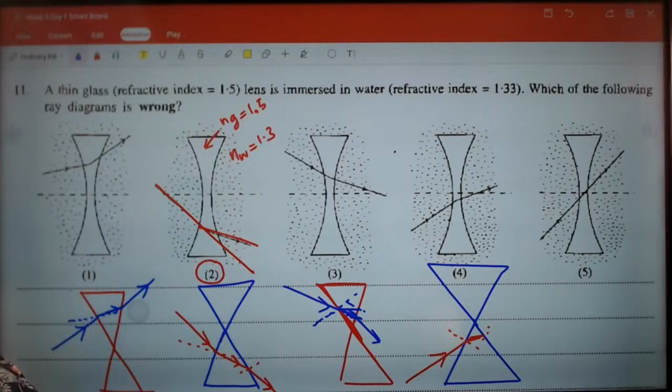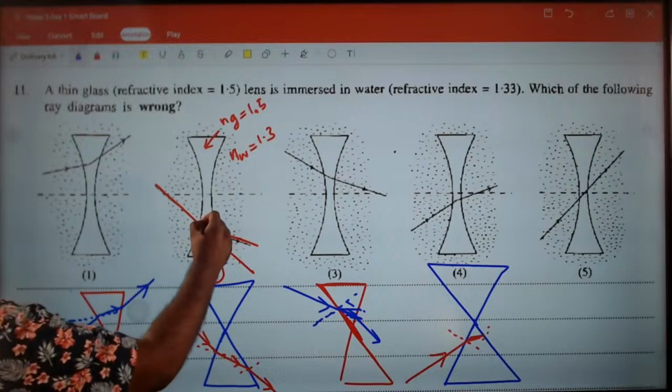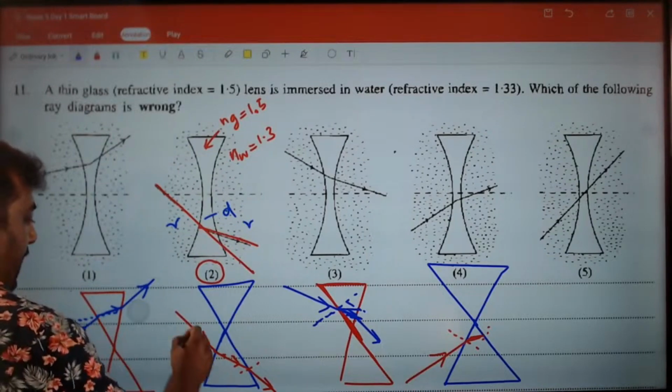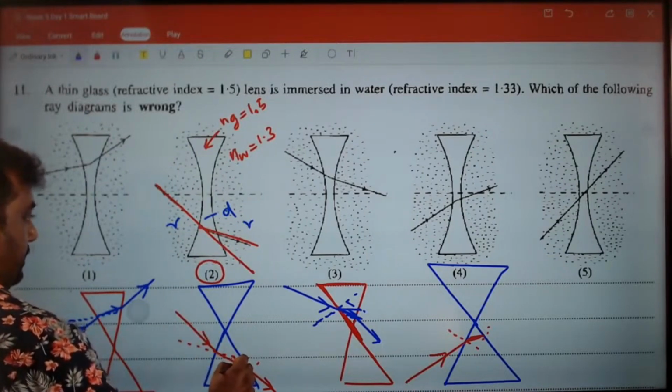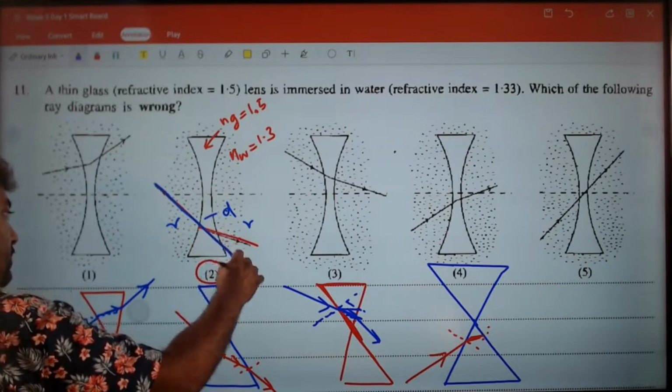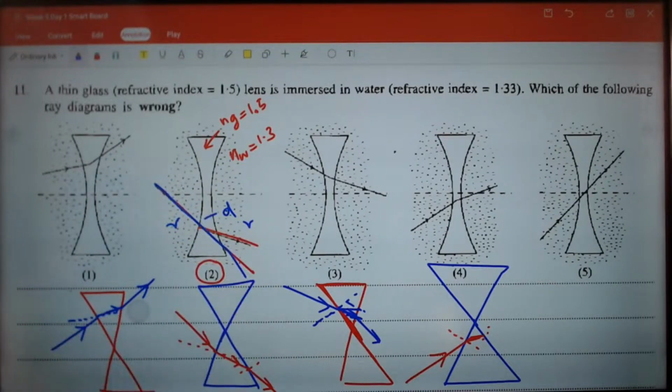So thin glass, refractive index 1.5. So the surrounding is rarer. Rarer, denser: towards. Denser, rarer: away. So it should go away, no? Here it's coming towards. Here it's coming towards. Right. So guaranteed, 1 and 5 are correct. The rest only you have to check.